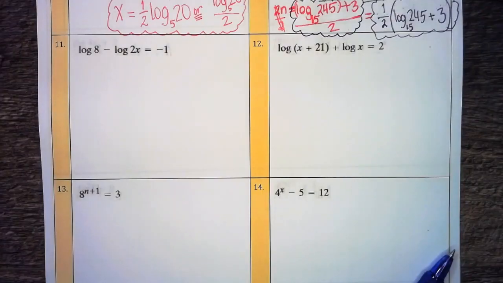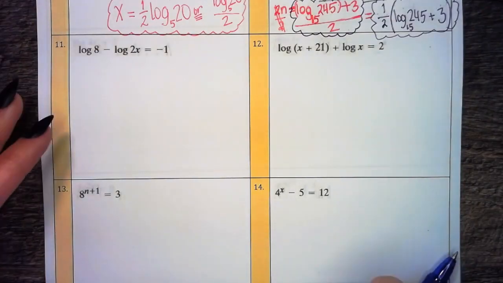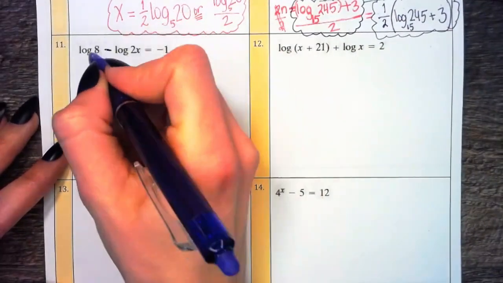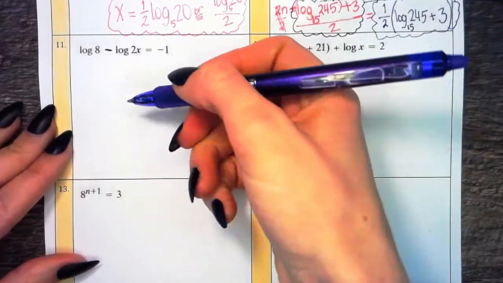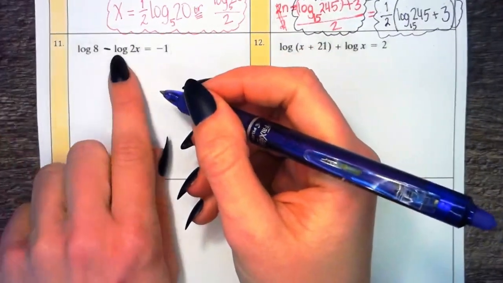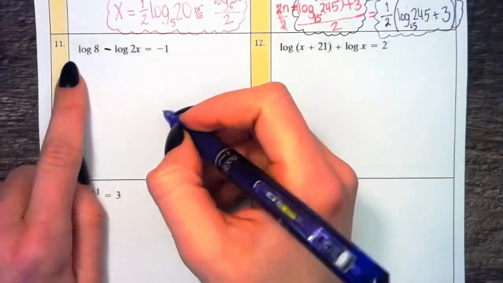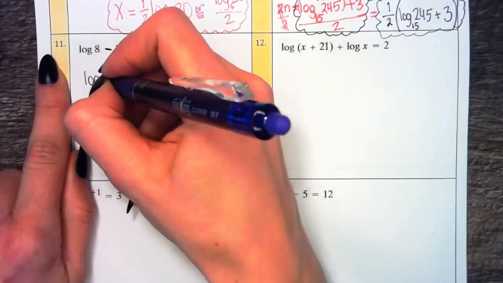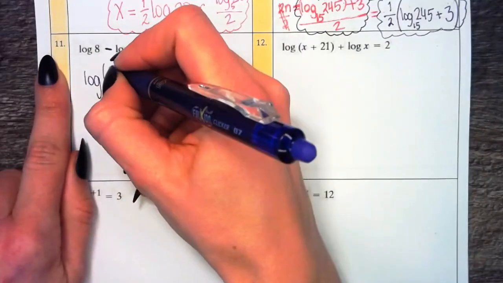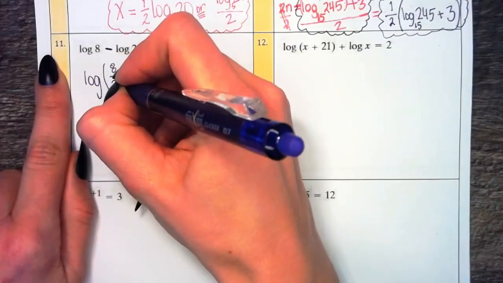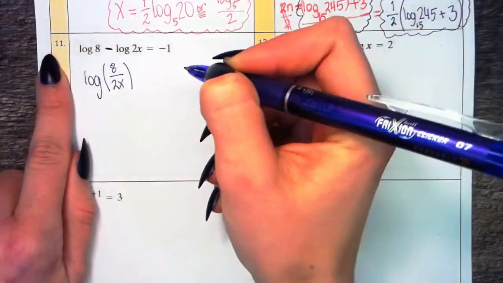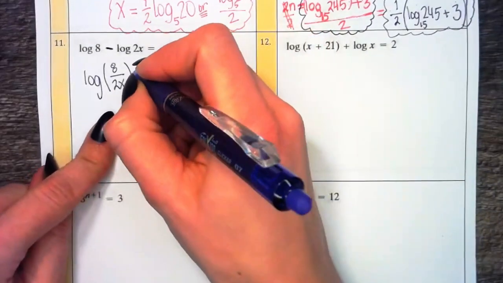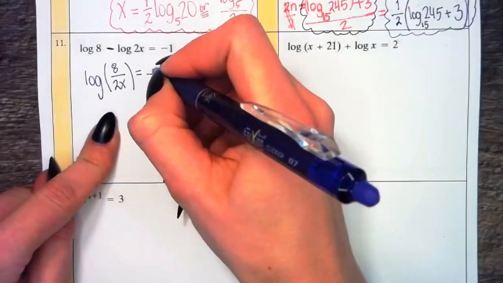Number 11. For number 11, we see a subtraction between 2 logs. And while I could bring that log over, it does tend to make things a little bit messier in the end. So I'm going to implement the quotient property instead. So let's get started with the quotient property. This will become the log of 8 over 2x. Now I am remembering a few of the weird things people did solving this one, so definitely stay tuned until the end because you might be one of those people.